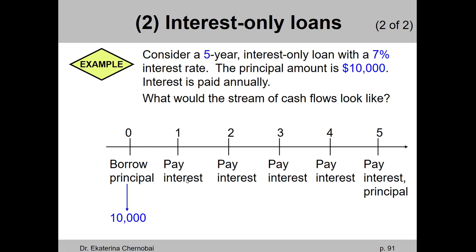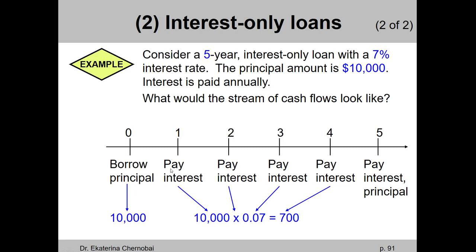Which is given. What is the interest that we will be paying every year for the next 5 years? We use the interest rate of 7%. 7% times $10,000. That's how we calculate it, which gives $700 every year.